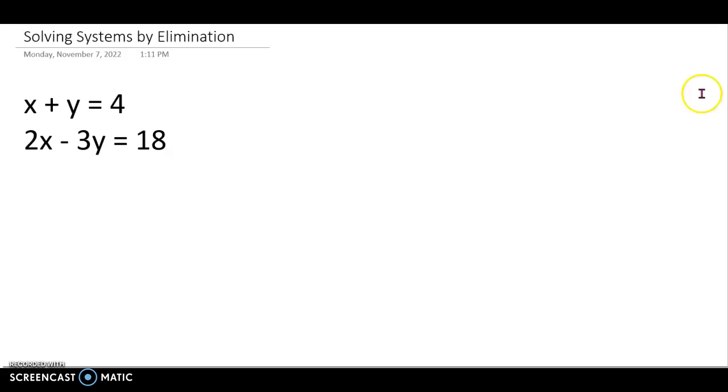So currently I have a negative 3y and this one's a 1y. If I were to add these two together, they would not eliminate. So I need the opposite of negative 3y. The opposite of negative 3y would be positive 3y. So what I need to do is multiply that first equation, the whole thing, can't just do part of it, by 3. So 3 times x is 3x, 3 times y is 3y, and 3 times 4 is 12. The other equation will remain exactly the same.